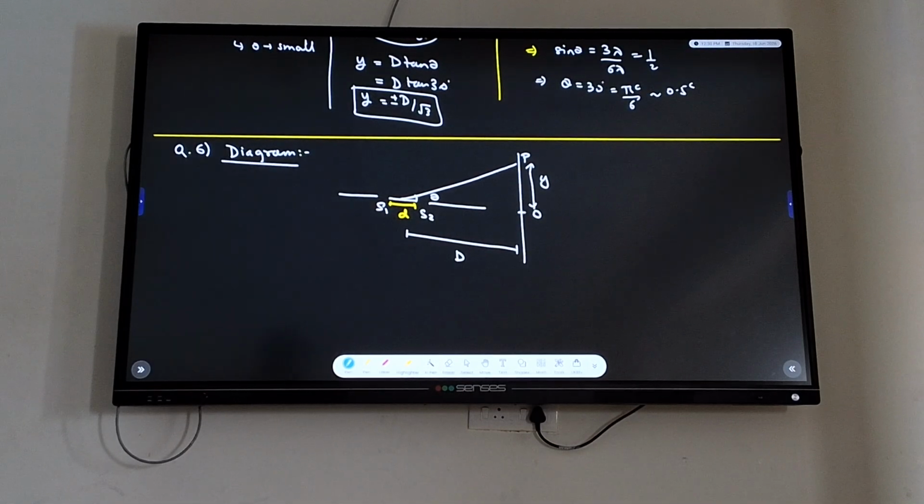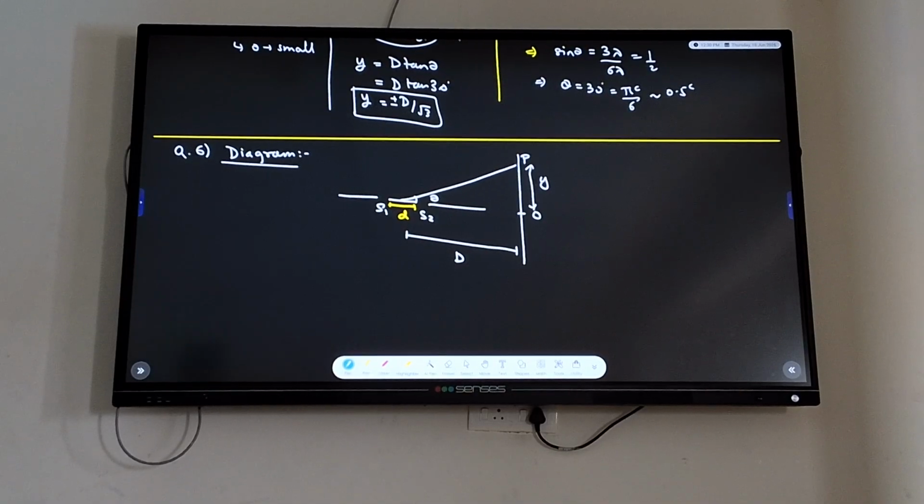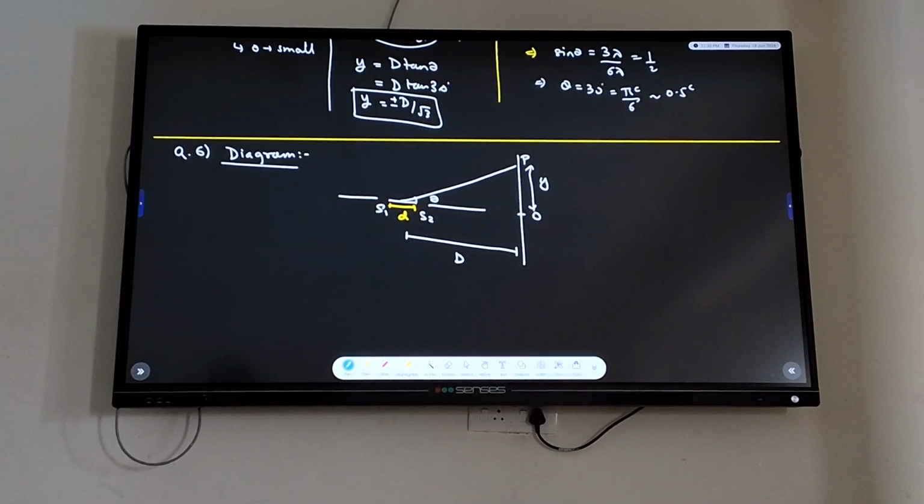Take an extra sheet. Anyone needs one sheet? Write your name at the top of the sheet. Write your name.